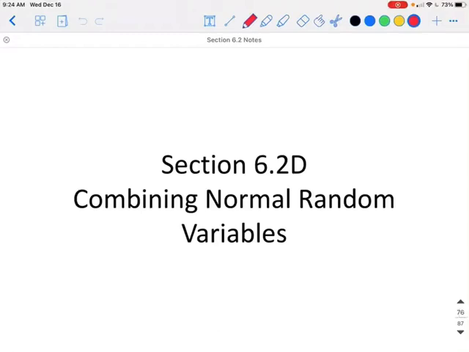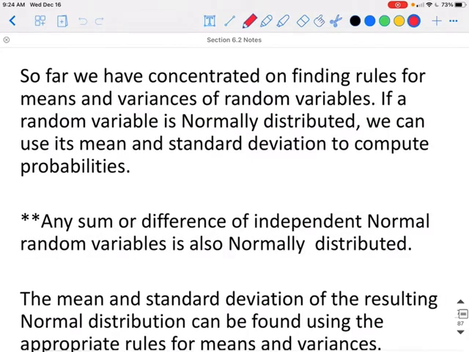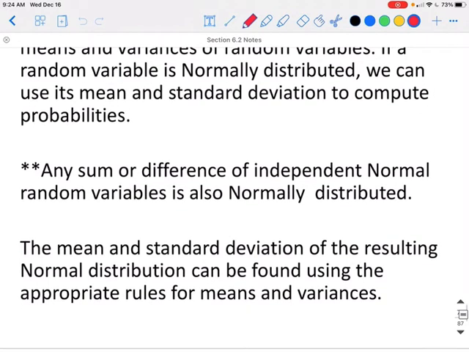This is section 6.2, part D, combining normal random variables. So far, we have concentrated on finding rules for means and variances of random variables. If a random variable is normally distributed, we use its mean and standard deviation to compute probability.